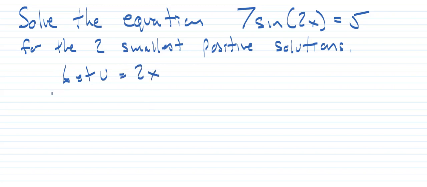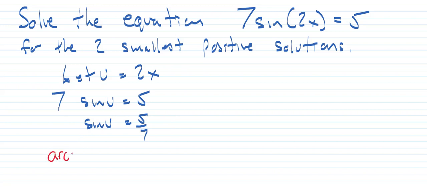Then what we have is 7 sine of u is equal to 5. Dividing both sides by 7, we have the sine of u is equal to 5 over 7. Then taking the arc sine, we have arc sine of the sine of u is equal to the arc sine of 5/7.